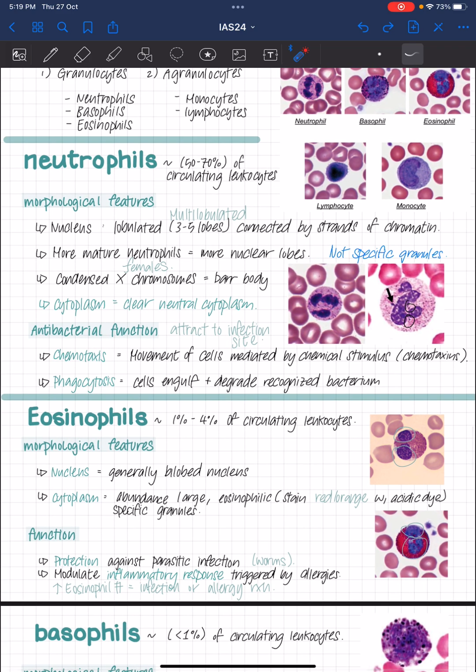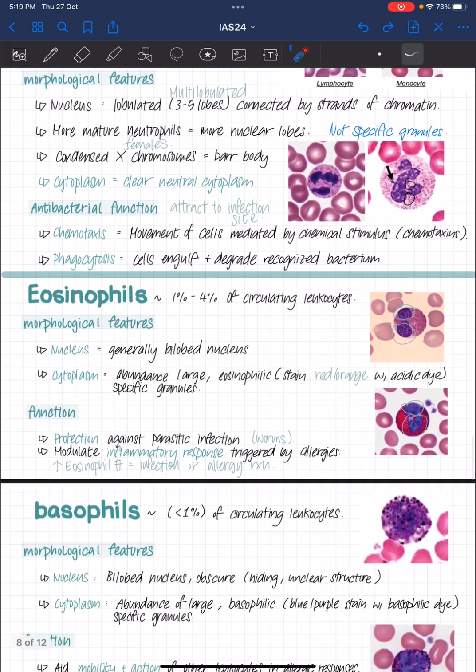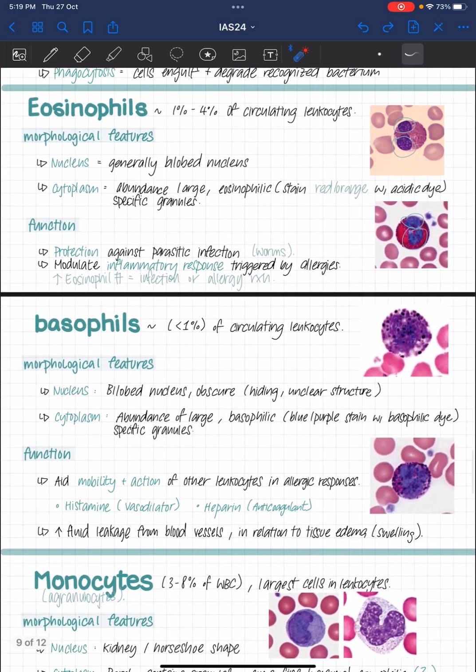and these are non-specific granules. So the function of neutrophils is phagocytosis and chemotaxis. Chemotaxis is to help move cells towards the infection site. Phagocytosis helps to degrade bacteria by engulfing the bacterium. Next, we move on to eosinophils.